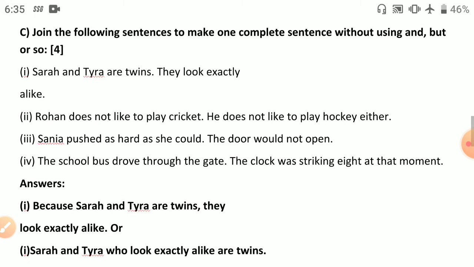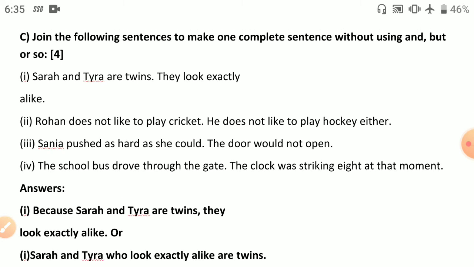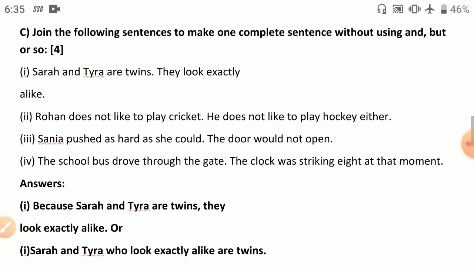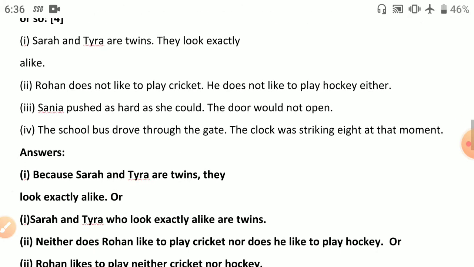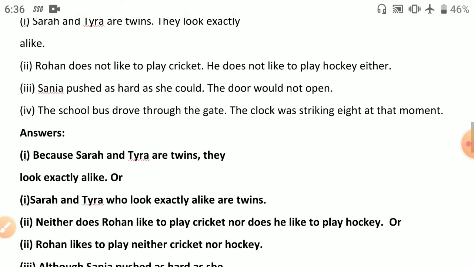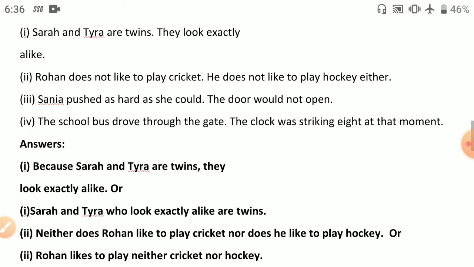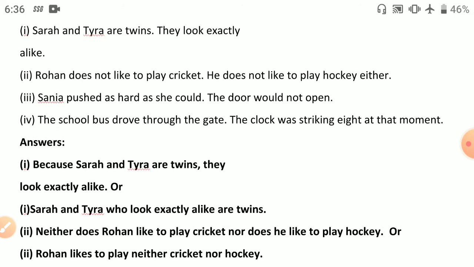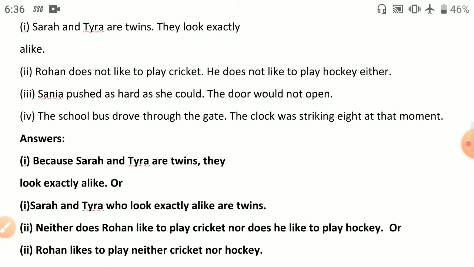Rohan does not like to play cricket. He does not like to play hockey either. This is a very good indication that here you can use neither. So let's see how we can do it. There are two ways we can do it. One is: neither does Rohan like to play cricket, nor does he like to play hockey. Or you can write: Rohan likes to play neither cricket nor hockey.